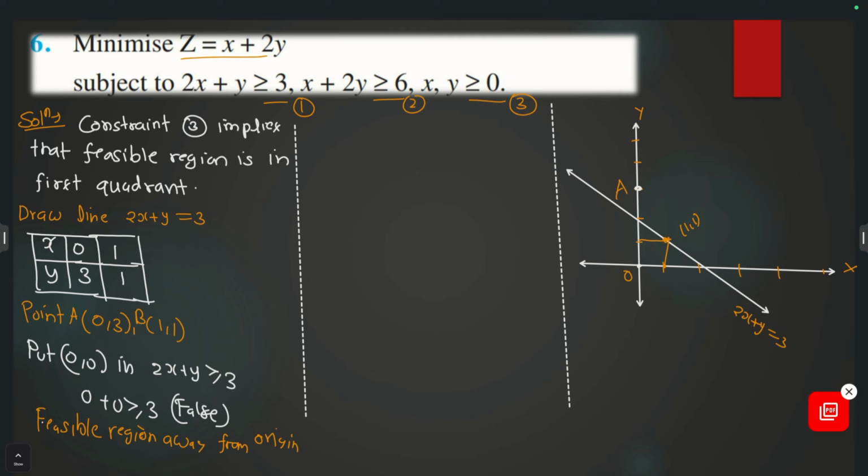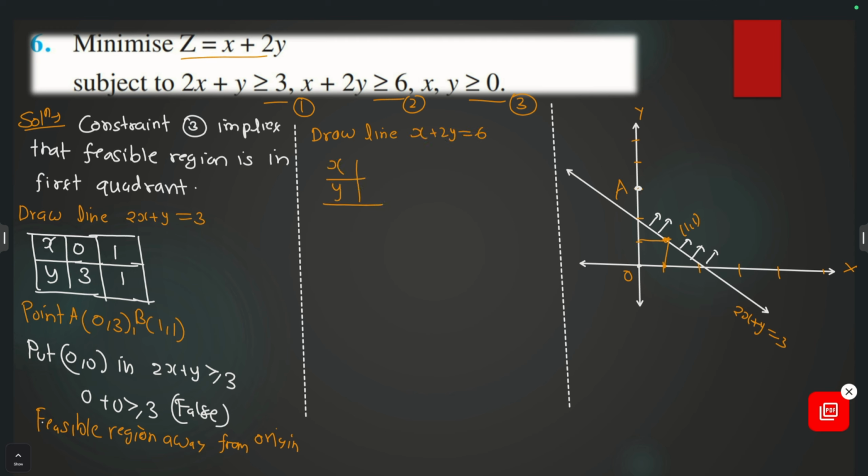That means the feasible region is towards this side. Now draw the other inequality. For that we will first draw the line x plus 2y equals to 6.